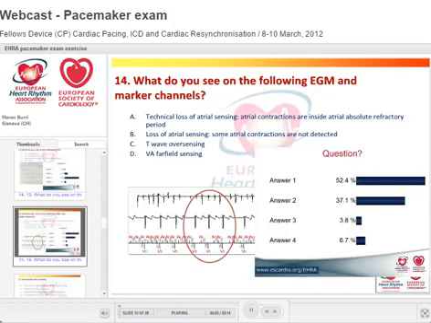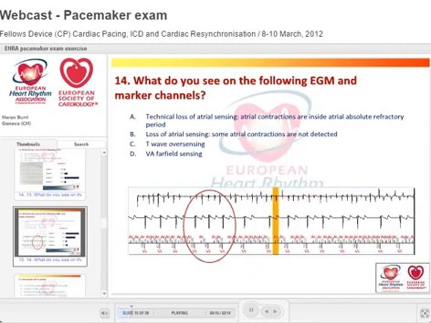Okay. Next question, what do you see in the following EGM and marker channels? Go ahead and vote. Okay, so it's divided between answers 1 and 2. So the correct answer is A. Technical loss of atrial sensing and atrial contractions are inside the atrial absolute refractory period. You have ventricular sensed events, you have a lot of atrial events. The patient's obviously in AFib.